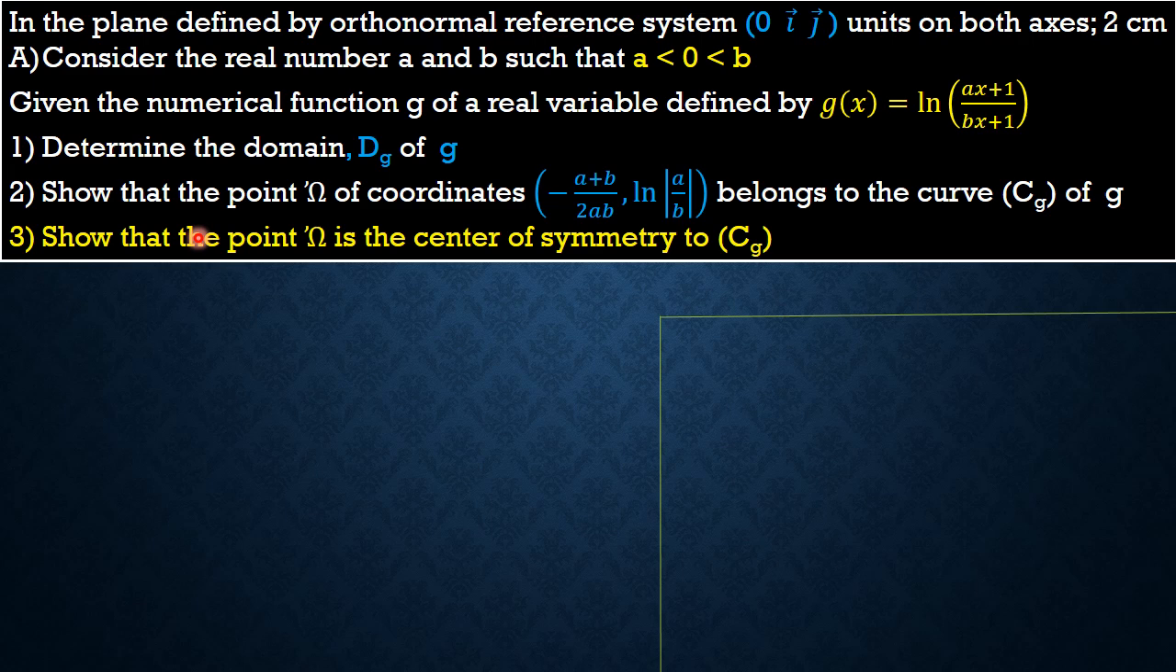All right. So friends, we now want to show that the point omega is the center of symmetry of the curve. Great. So friends, you really have to take special note. We really have to take special note.